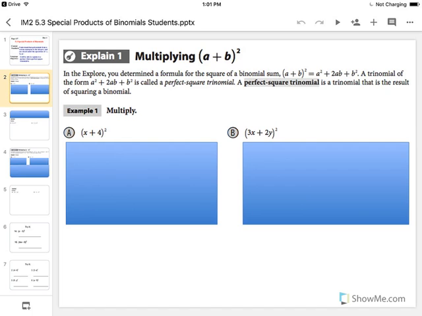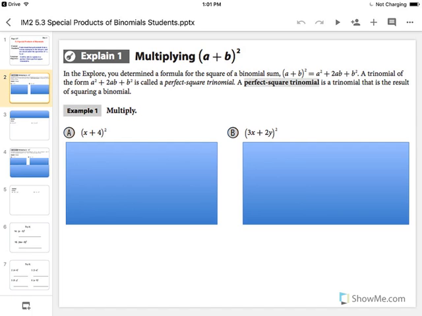Explain 1. Multiplying the quantity a plus b to the second power. In the Explore, you determined a formula for the square of a binomial sum. The quantity a plus b squared is equal to a squared plus 2ab plus b squared. A trinomial of the form a squared plus 2ab plus b squared is called a perfect square trinomial. A perfect square trinomial is a trinomial that is the result of squaring a binomial.